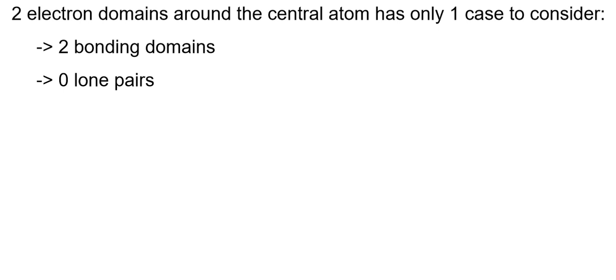As a reminder, as I talked about in a previous video, a bonding domain can be a single bond, a double bond, or a triple bond, whereas lone pairs are not in bonds, so they're a non-bonding domain. The reason we have only one case to consider is because if we only had one bonding domain, it would just be two atoms bonded together, and that's always going to be linear and isn't really of a ton of interest as far as VSEPR is concerned at this level.